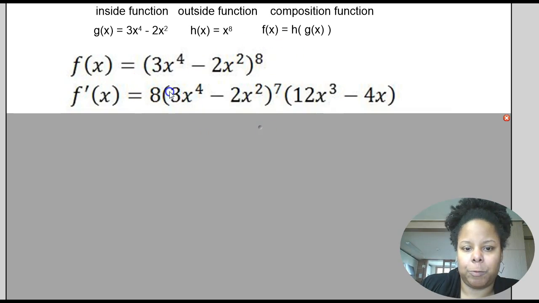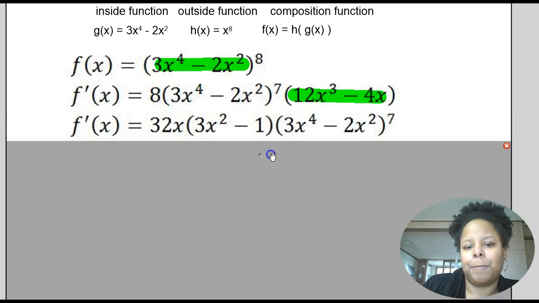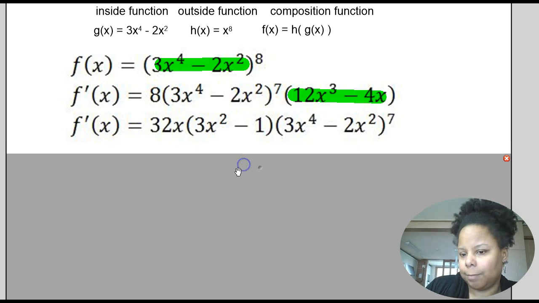So when we do that, we get 8 times whatever this inside function is, raised to the 7th power, and then we multiply it by the derivative of the inside function. The inside function is 3x to the fourth minus 2x squared, so the derivative of that function is 12x to the 3rd minus 4x. Multiply these two together, and we get something that looks like this in simplest form. Okay? Simple enough.